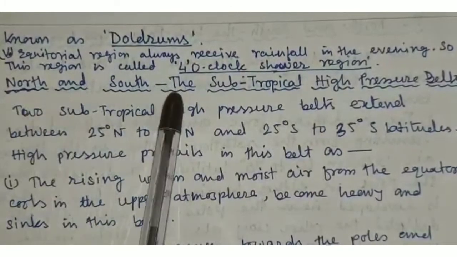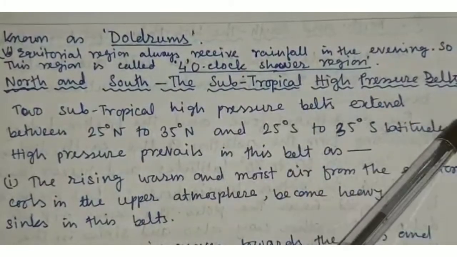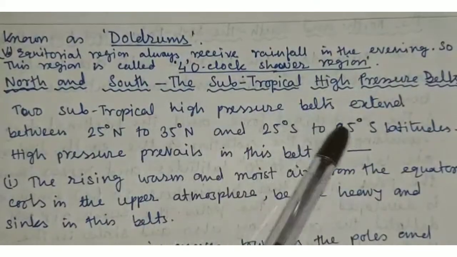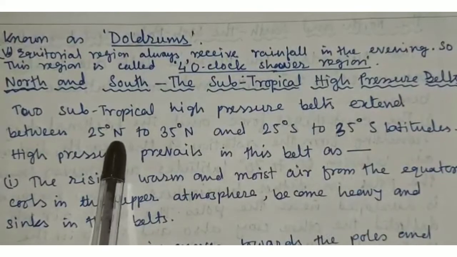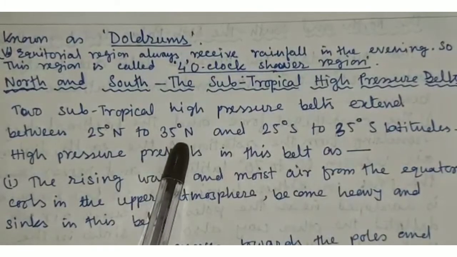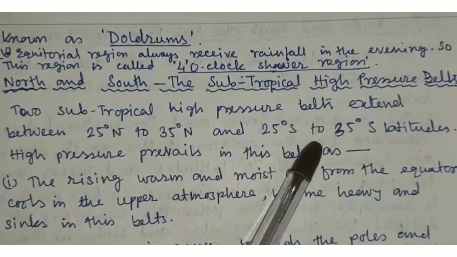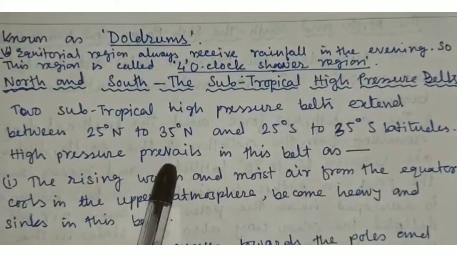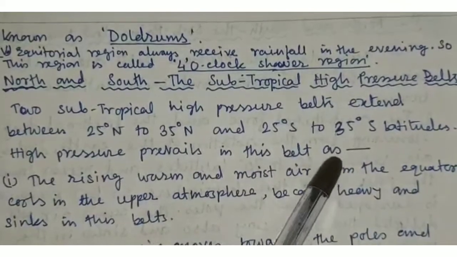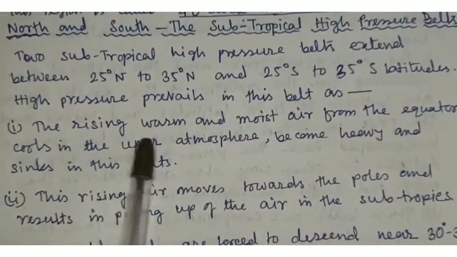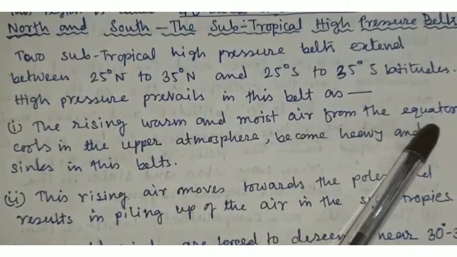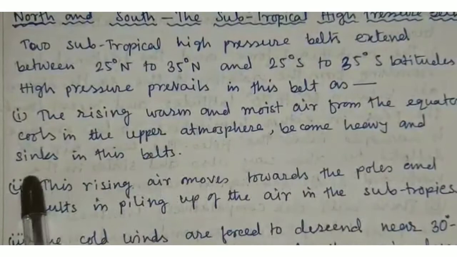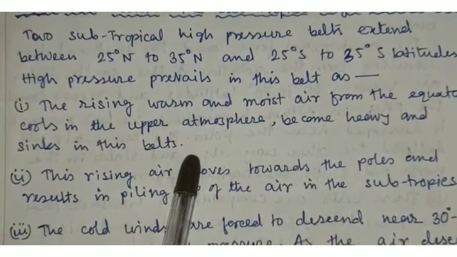Next point is north and south subtropical high pressure belt. Two subtropical high pressure belts extend between 25 degree north to 35 degree north and 25 degree south to 35 degree south latitudes. High pressure prevails in this belt as, number 1, rising warm and moist air from the equator cools in the upper atmosphere, becomes heavy and sinks in this belt.